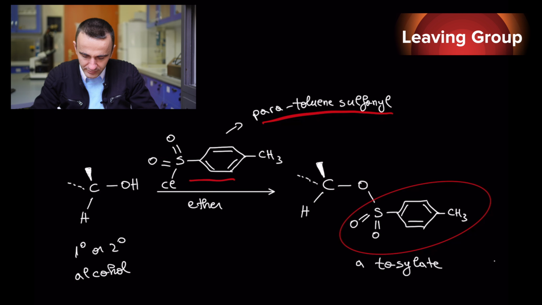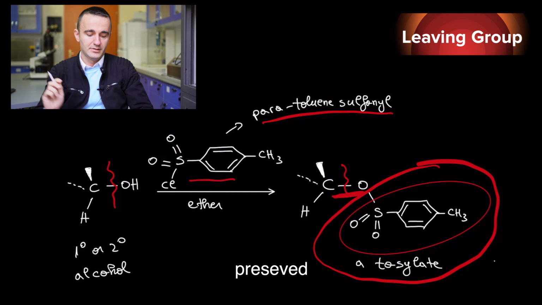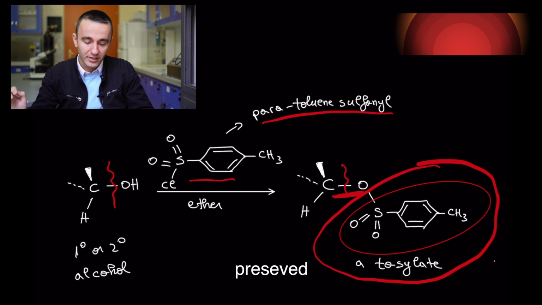This is the para-toluene sulfonyl, okay? This compound here is called the tosylate. That does not break this bond here. This bond is not broken, it's preserved. That's why it does not change the configuration. Let's move now to the solvent.